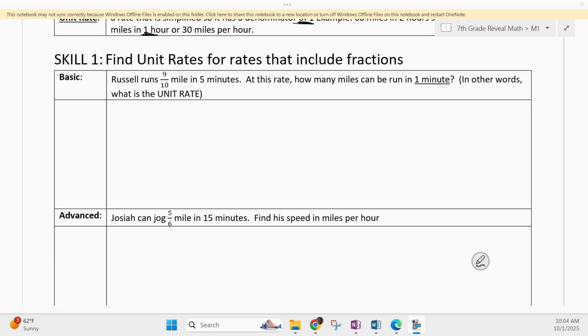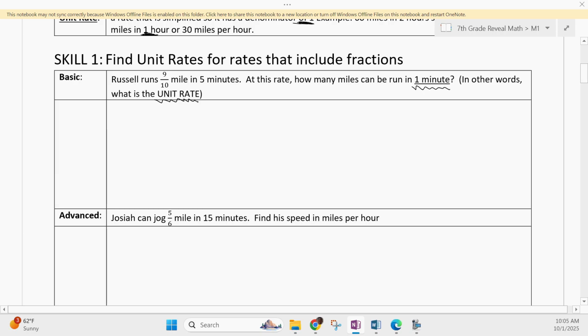So if Russell runs 9/10 of a mile in 5 minutes, all right, at this rate, how many miles can he run in 1 minute? So as soon as you see 1 minute or per something, all right, you're going to be finding your unit rate. And what operation do we usually use to find unit rate? Oh, we're getting better at this. All right, good work. All right, we usually use division, but how do we divide?